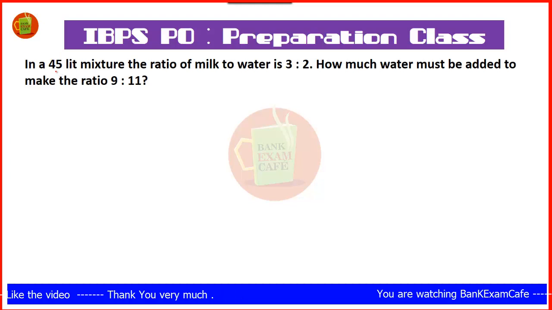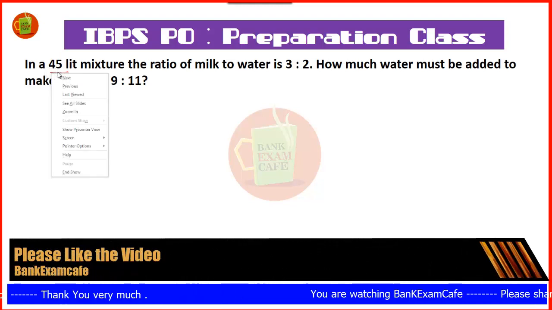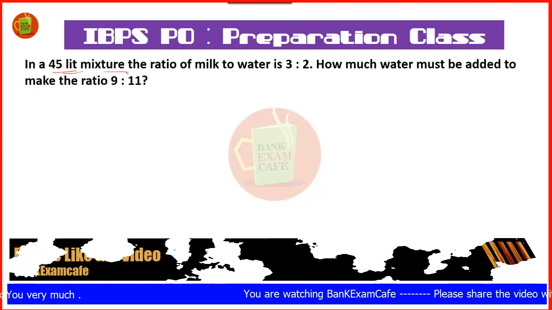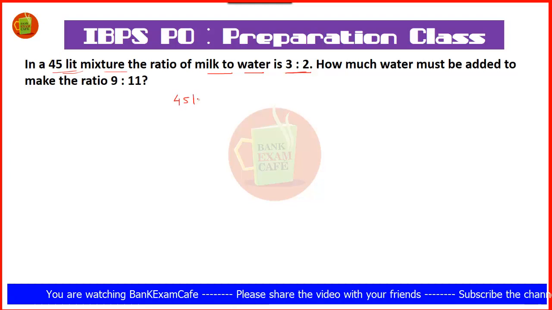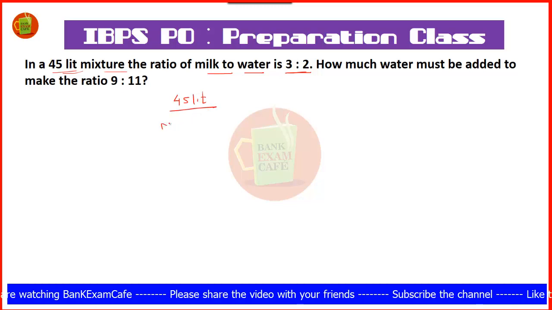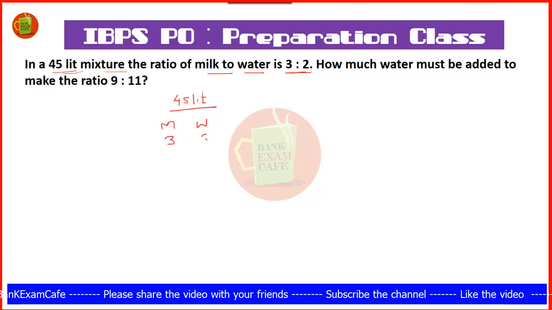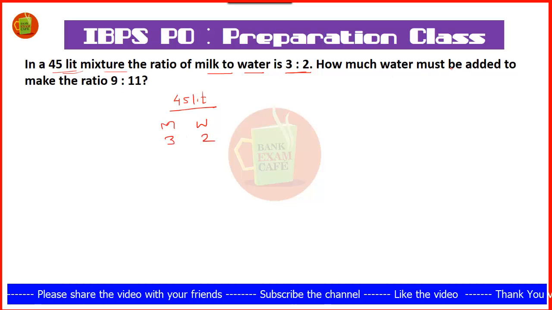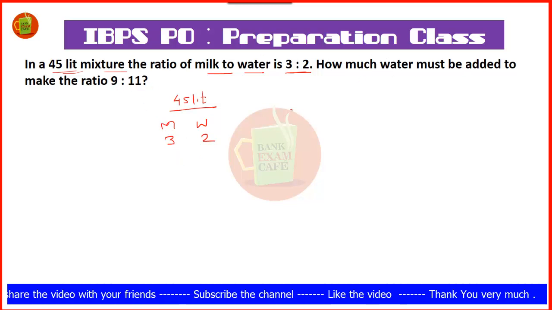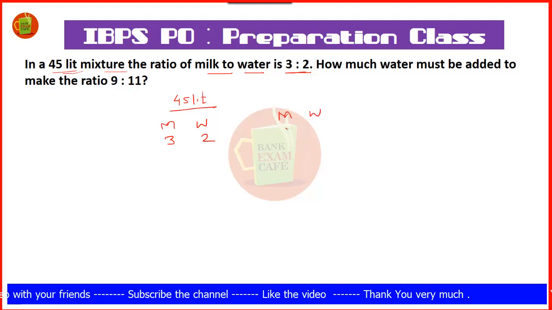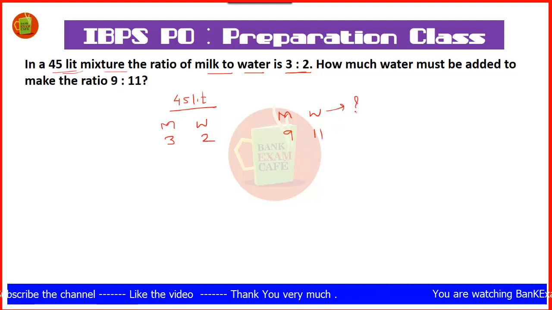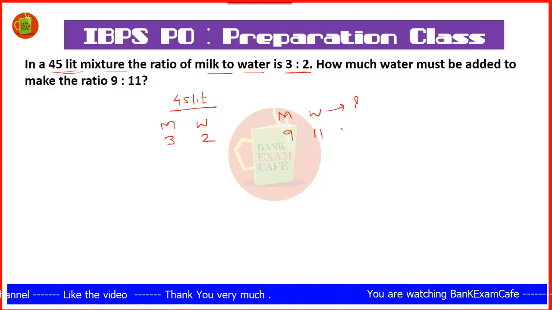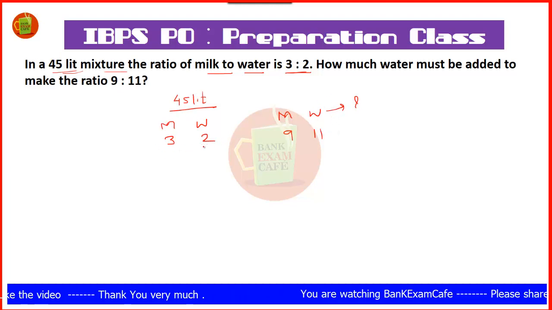Here is another question. In a 45 liter mixture, the ratio of milk to water is 3:2. Here the mixture is of 45 liters and the ratio of milk to water is 3:2. How much water must be added to make the ratio 9:11? So to make the ratio of milk to water 9:11, it is asked how much water is to be added. Now here we are adding water, the milk quantity will remain the same.